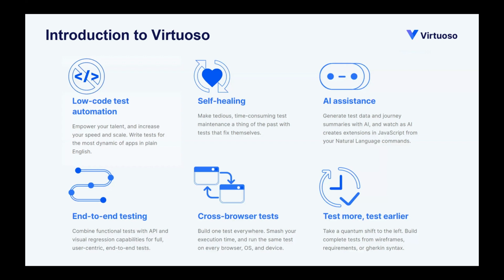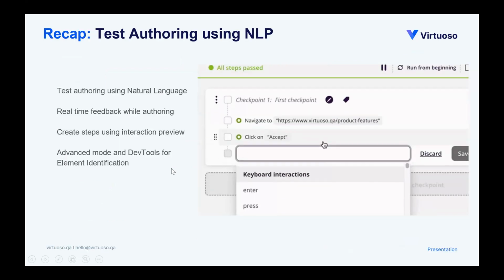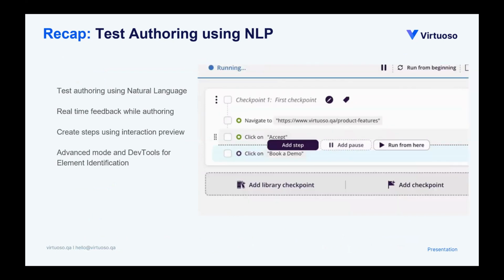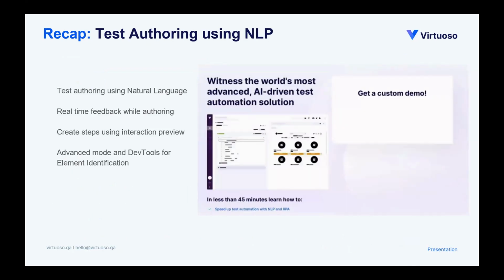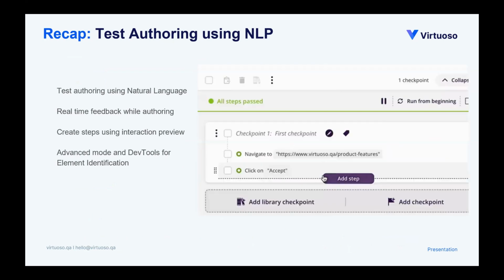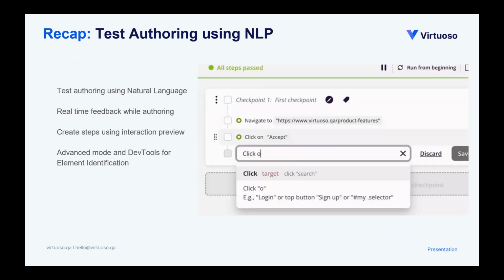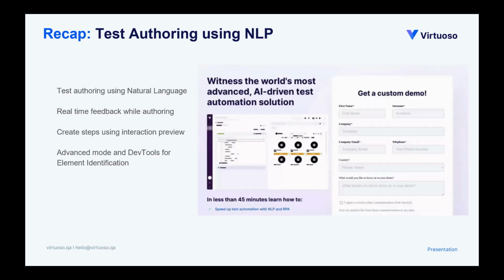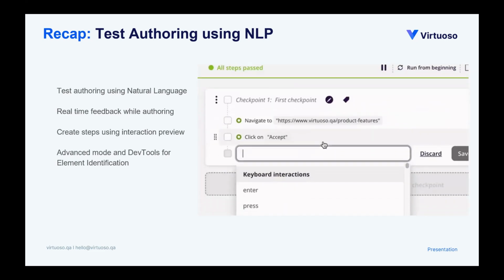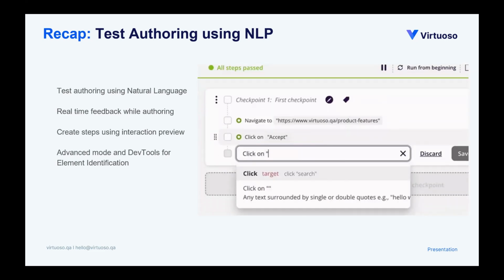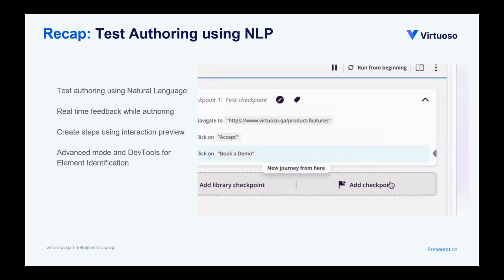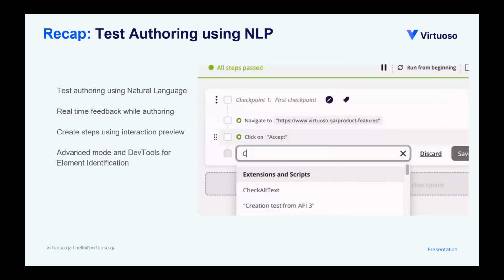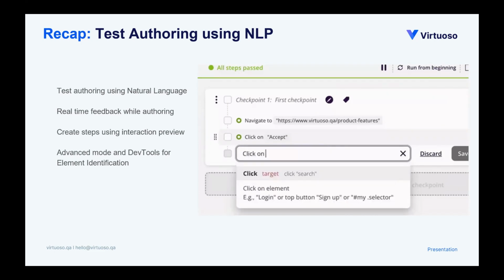With that, let us move to the next slide where we see how easy it is to author tests in Virtuoso. As you can see on the screen, 3 steps have been written, and all of these steps are written in plain English: navigate to the URL, which will open this URL in the live interaction window. Then we have another step called click on accept, which is the step that needs to be written in order to automate the test step of clicking on a button.